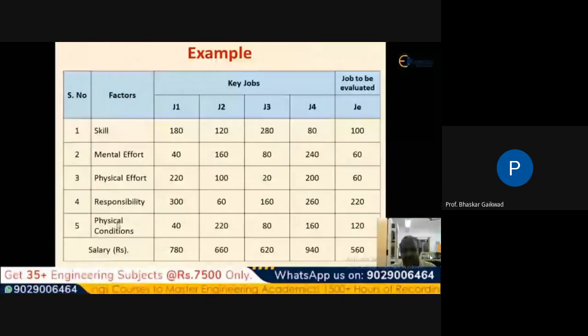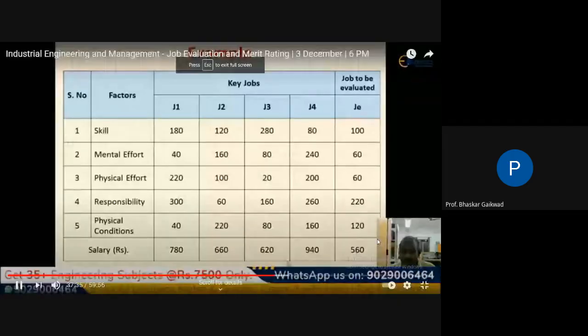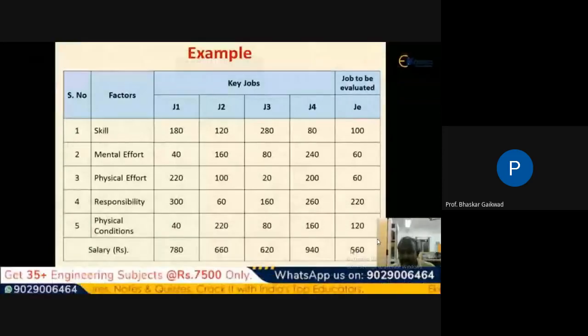Finally, I can say job 1 is going to be paid with a salary of 780, 660. This is what I have standardized. Compared to every factor, my final salary for the new job is going to be 560. Overall, I am going to have a lower wage, but still I compare with all five factors. So this is how a factor comparison method has to be performed.